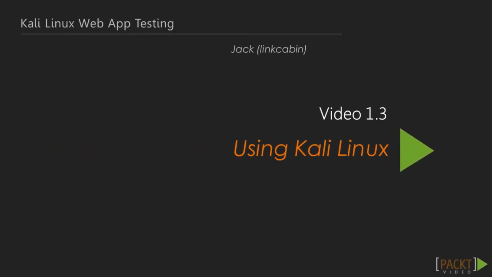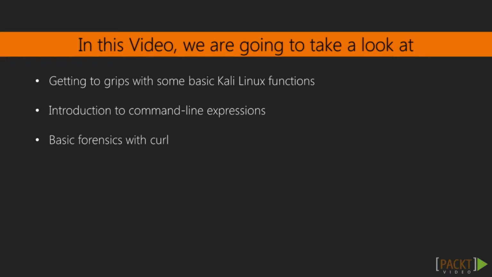So in the previous video, we looked at installing Kali and the steps that we needed to do to create a virtual machine. In this video, we're going to be using Kali, looking inside it and the features that it has provided for us. So we're going to be getting to grips with some basic Kali functions. If you're a Windows user, I just want to bring out some common command line options, arguments and statements that you can use for various things, and also some basic forensics with curl. Basically, we'll be sending HTTP requests and checking headers.